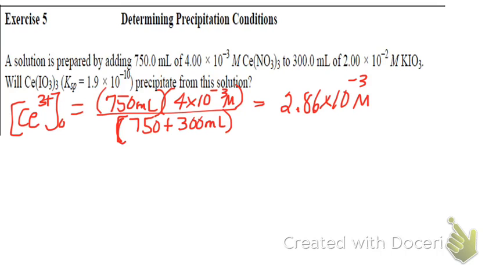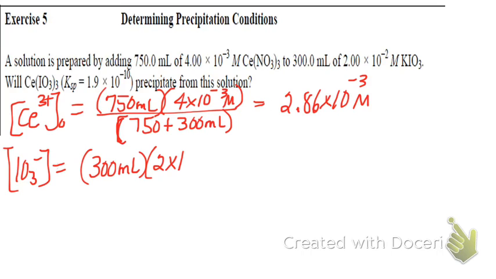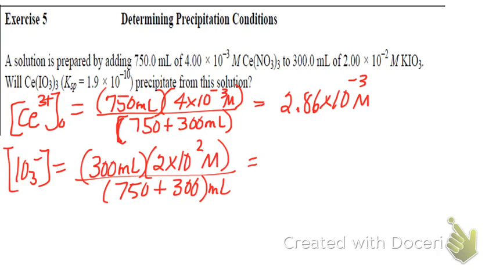So now we need to do the same thing for the iodate. We have 300 mL of that, at 2 times 10 to the negative 2 molar, and then the new volume. Here's what a lot of kids forget to do, is divide by the new volume, because once you mix them together, their concentration has changed. And that comes out to be 5.71 times 10 to the negative 3. So now calculate Q.